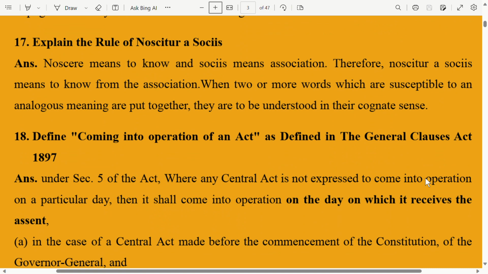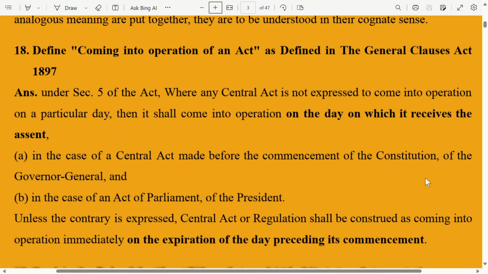Noscitur means to know and sociis means association. Therefore, noscitur a sociis means to know from the association. When two or more words which are susceptible to an analogous meaning are put together, they are to be understood in their cognate sense. Define coming into operation of an act as defined in the General Clauses Act 1897.